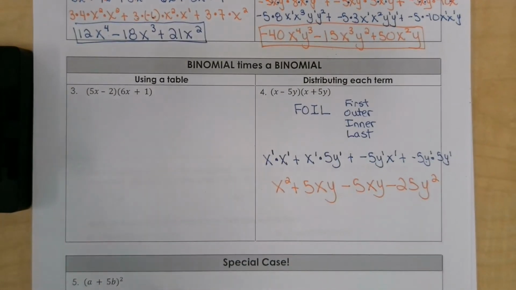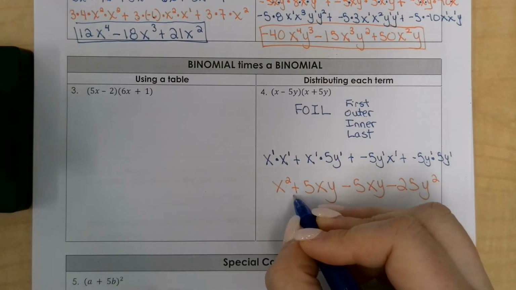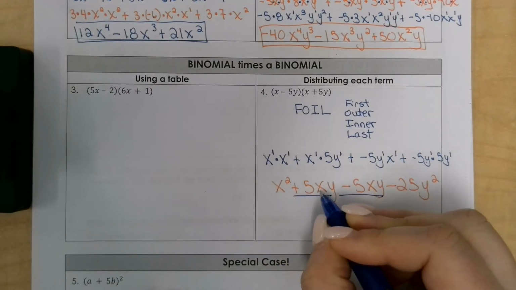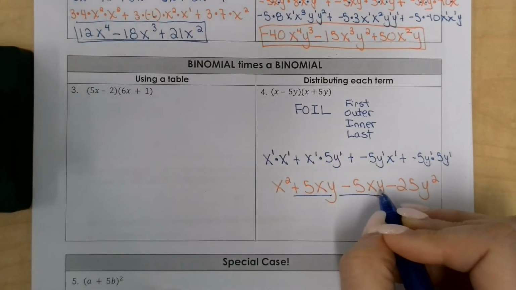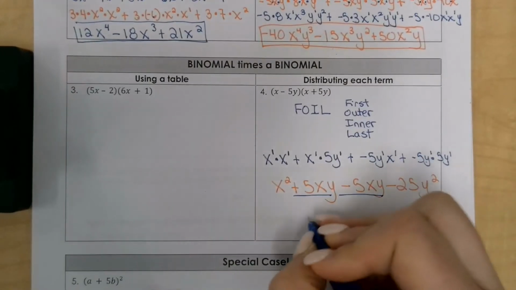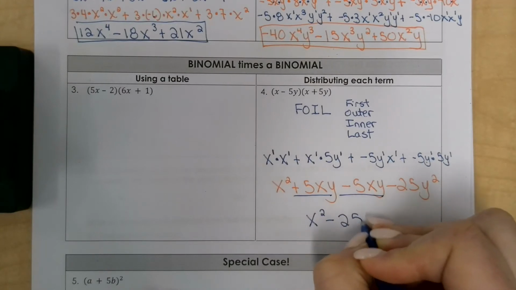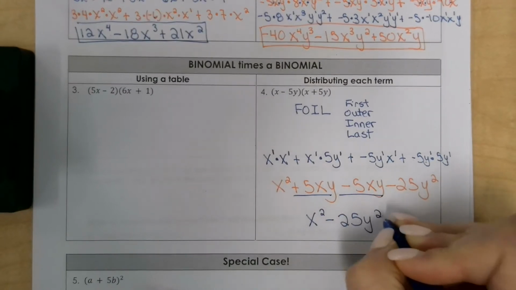Often in a binomial times a binomial, we'll just say often, maybe not always, I can see that I have these same variables, same exponents here. So combining like terms, what's 5 minus 5? That's 0. So this simplifies to x squared minus 25y squared.